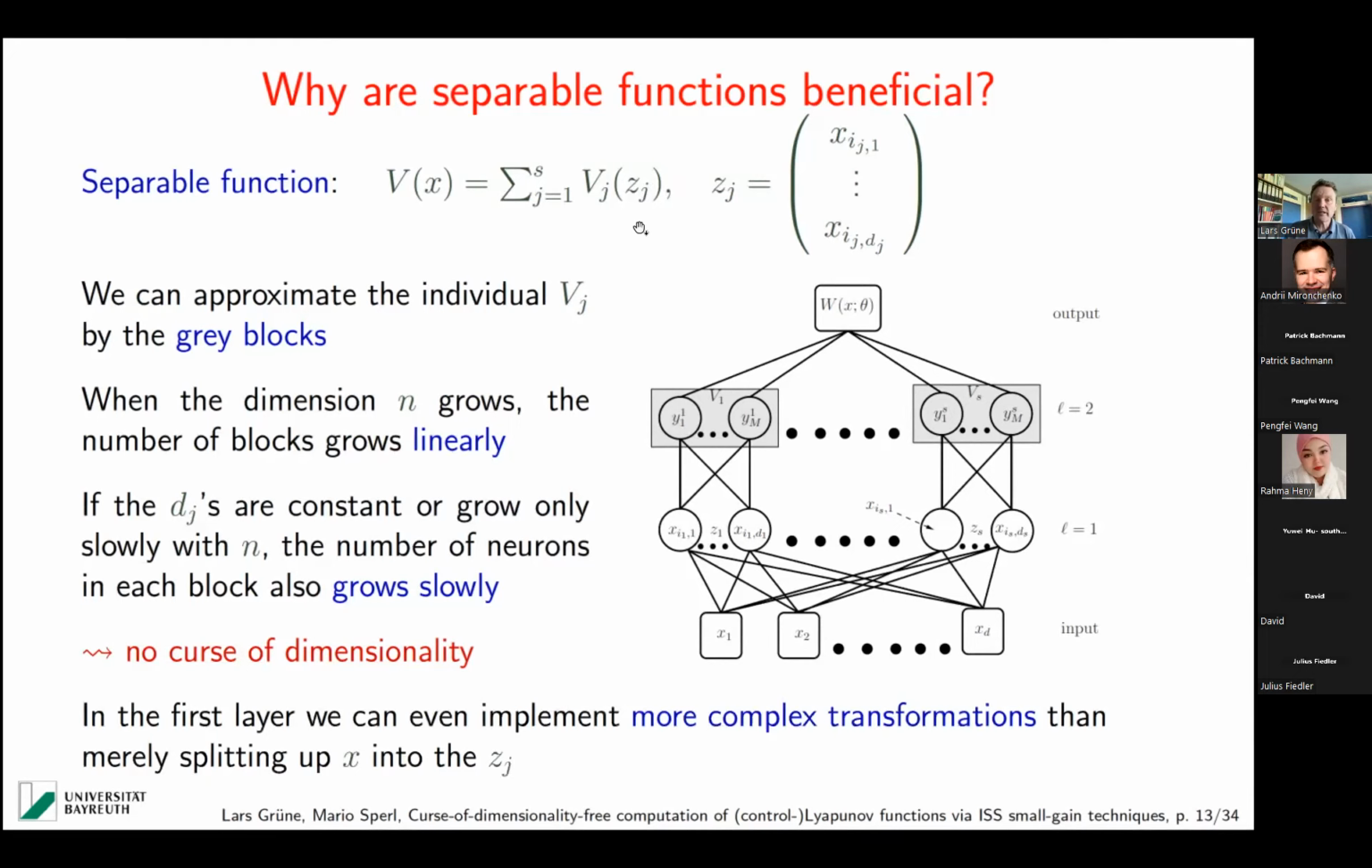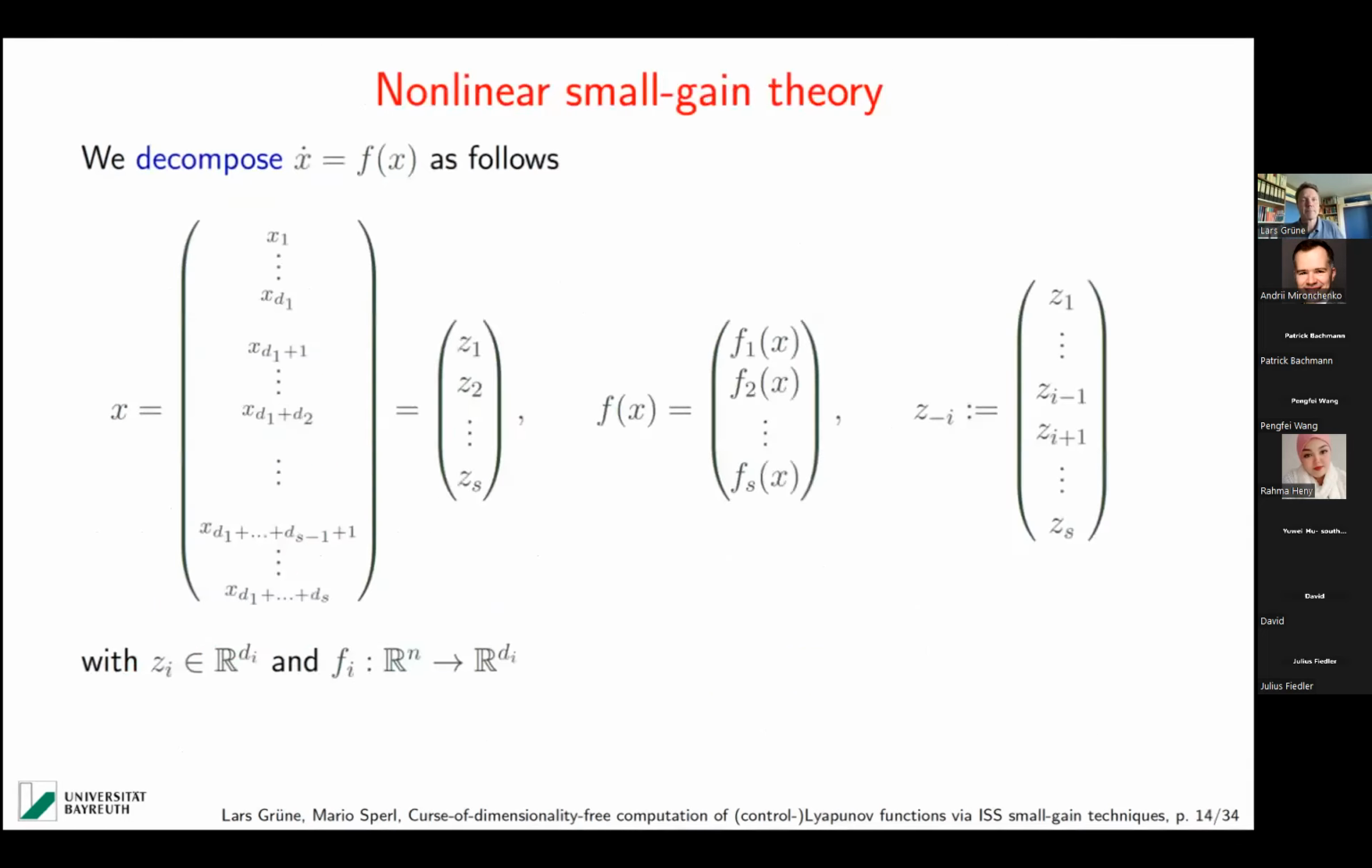And actually in this first layer, you can do something much more complex than simply splitting up the x into the Zj. You can do much more complex transformations, and I will talk about how we can use that at the very end in the outlook. I won't use it that much in this small gain based idea.